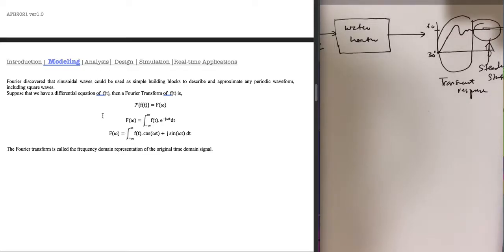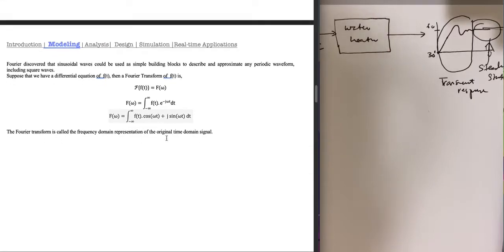The good thing about Fourier transform is that any periodic waveform can be found using simple building blocks. I mean, for any continuous signal, we could find a combination of signals that make that final signal, right? So this is the Fourier transform of f(t). Then we can have this, right?